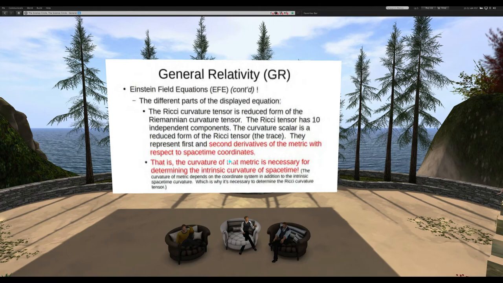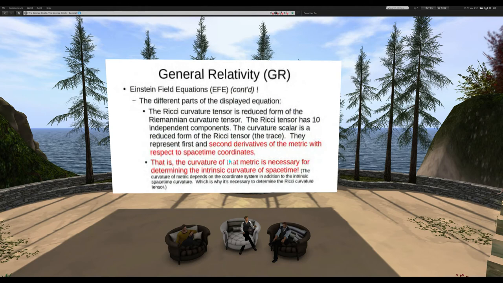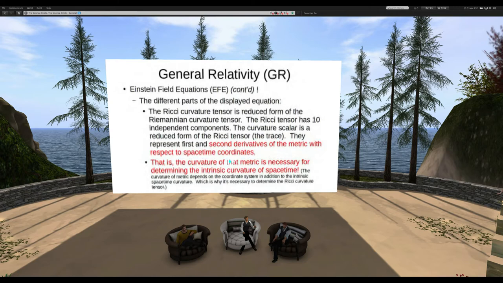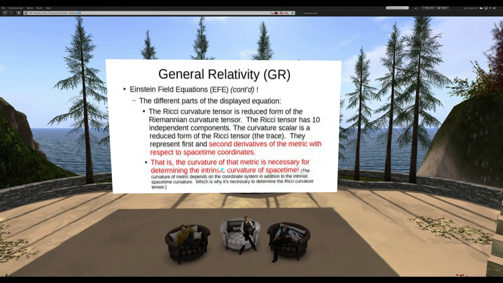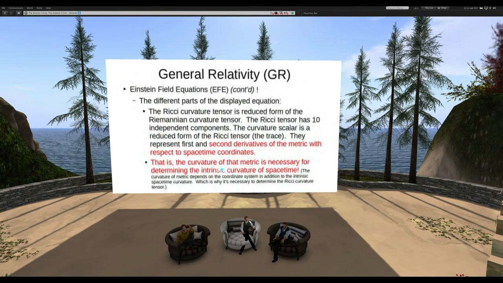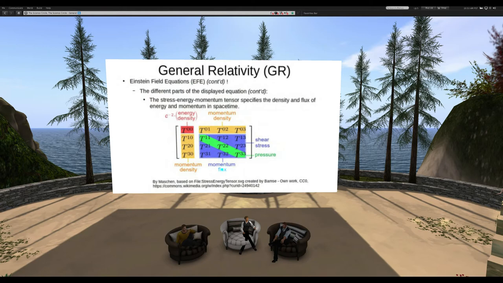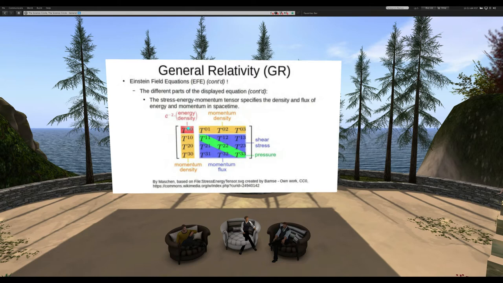Now, remember, second derivative means curvature. So curvature is important here. The curvature of that metric means how it varies in space and time. You take the second derivative of that, and you can see the curvature of that metric. It's not the actual curvature of space-time itself, because, as I'm about to say, I think I haven't said it yet, the metric actually depends on the coordinate system you're using as well as the curvature of space-time itself. You want to get to the intrinsic curvature of space-time, because that's going to give you your geodesics.